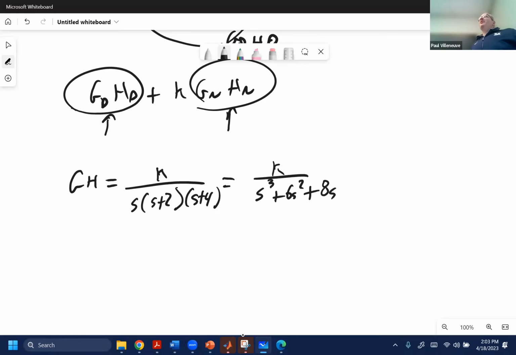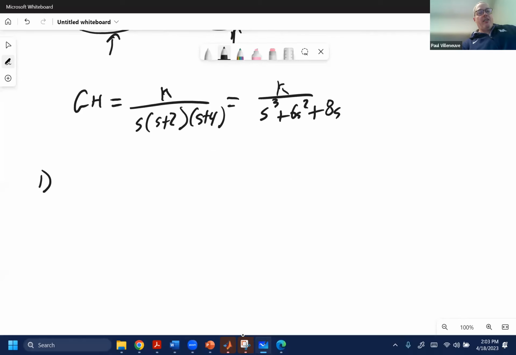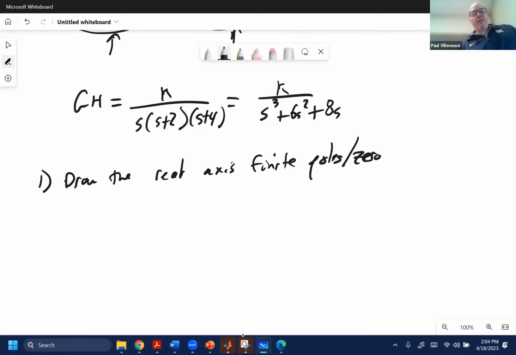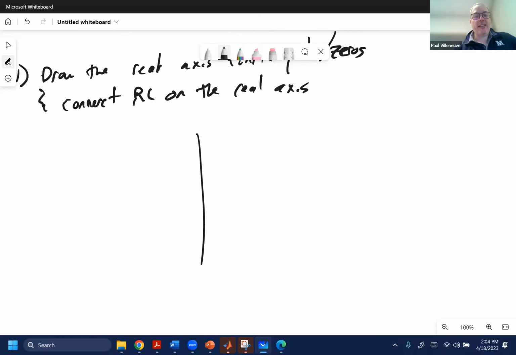So the very first thing we do, and this is what I always suggest for root locus, is step one: draw the real axis, the finite poles and zeros, and connect the root locus on the real axis. So my plot starts out like this.